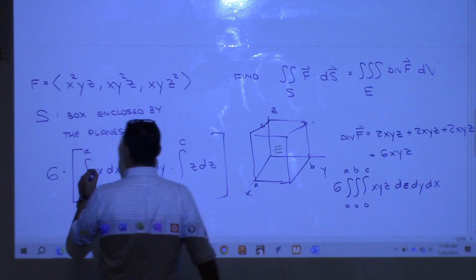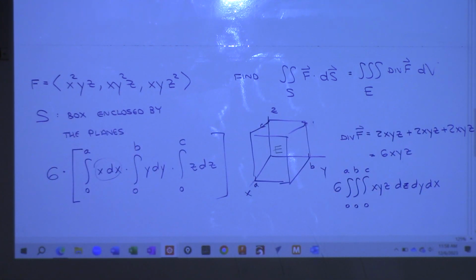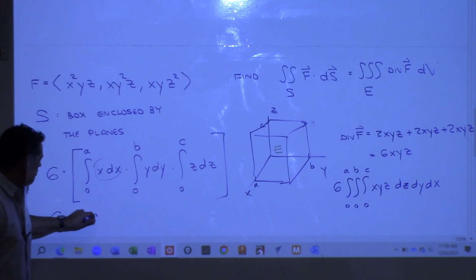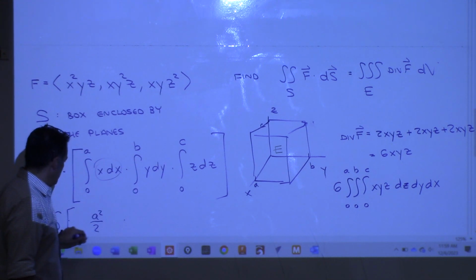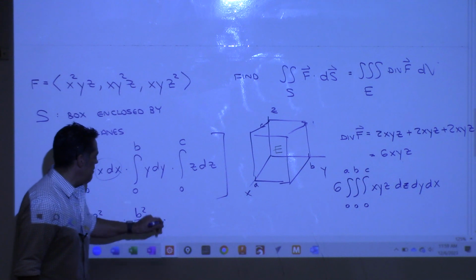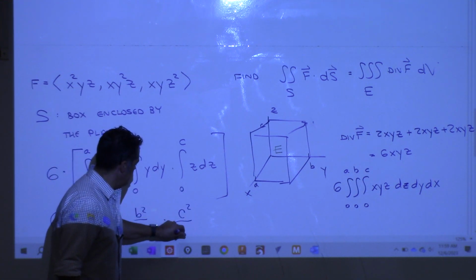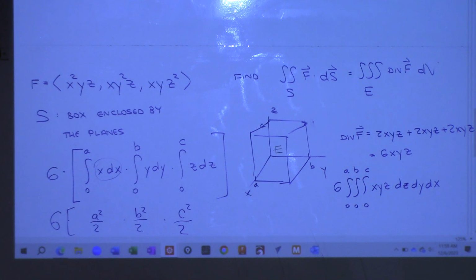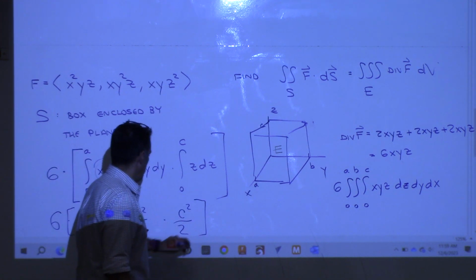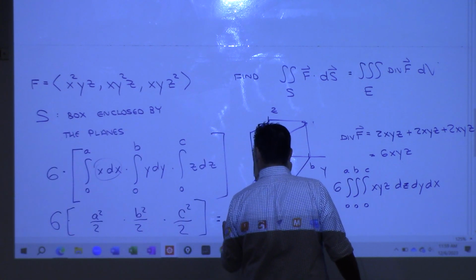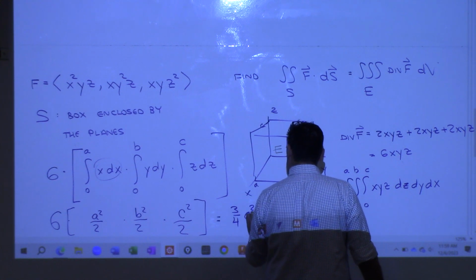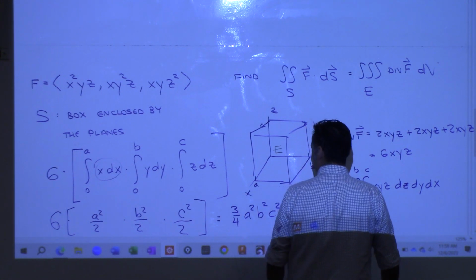What's the antiderivative of this? 1/2 x squared. And then you plug in a for x and plug in 0 for x. So you just get a squared over 2 times b squared over 2 times c squared over 2. 2 times 2 times 2 is 8, right? So 6 over 8, which is 3/4 a squared b squared c squared. There we go.